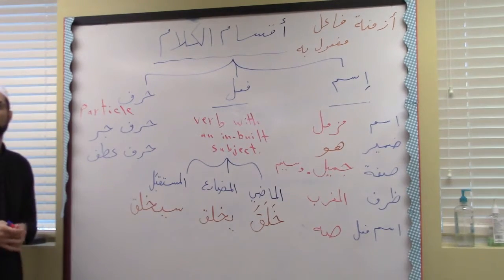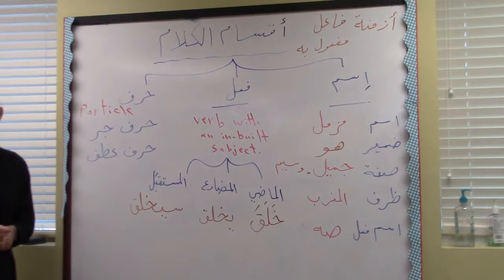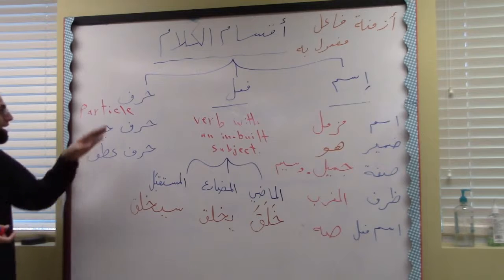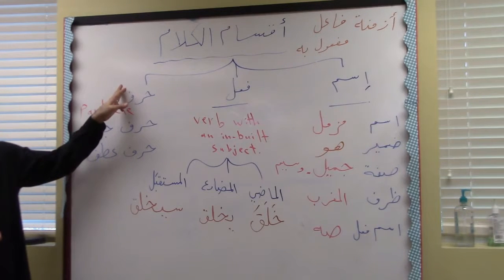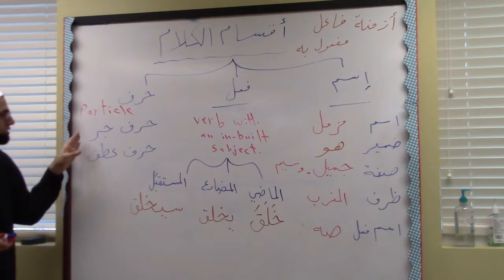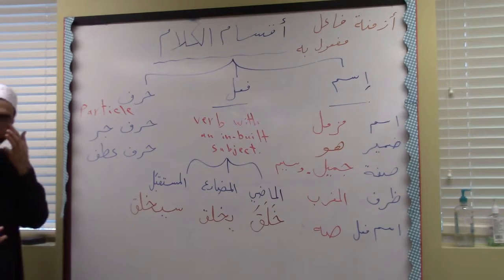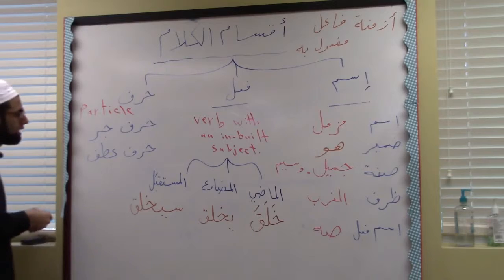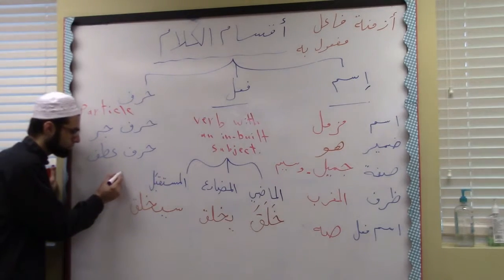Last category is what? The particle. The particle is what? Harf, which is not a letter, which is a particle, right? We have many categorizations. It's not only harf jar and harf atuf. We have harf nida, for example. Let me add harf nida.